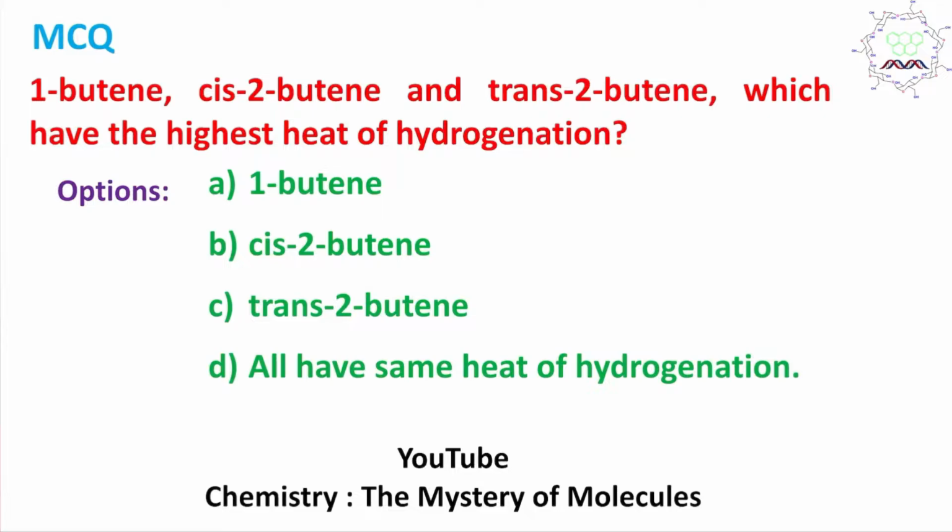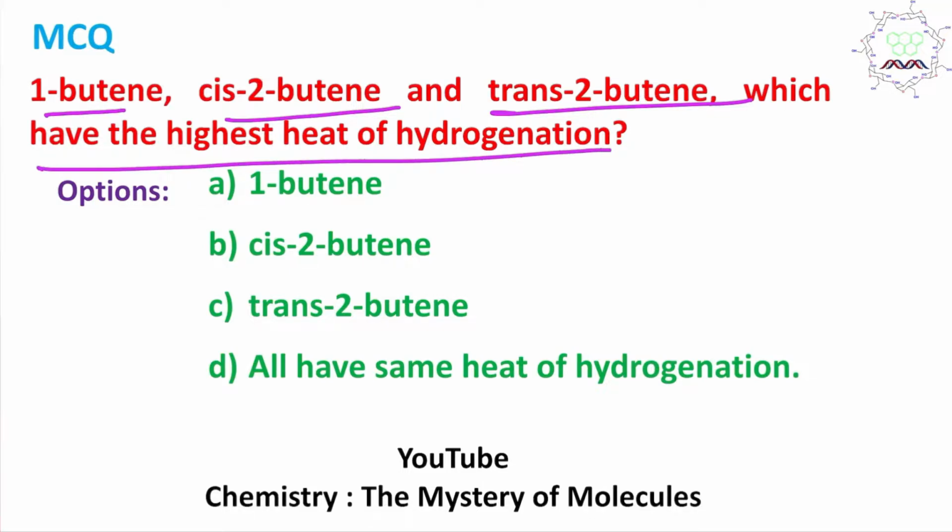Before going to details, one MCQ: 1-butene, cis-2-butene, trans-2-butene. Among these three, which has the highest heat of hydrogenation? So 4 options are provided. I request you please pause the video and write your answer in the comment box, and definitely at the end of this discussion you will get the right answer.